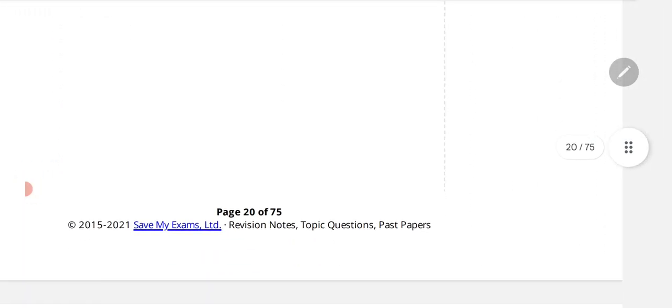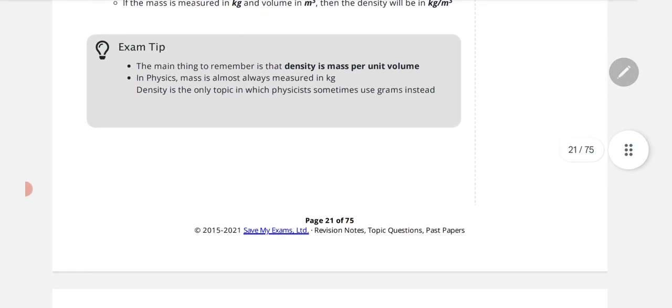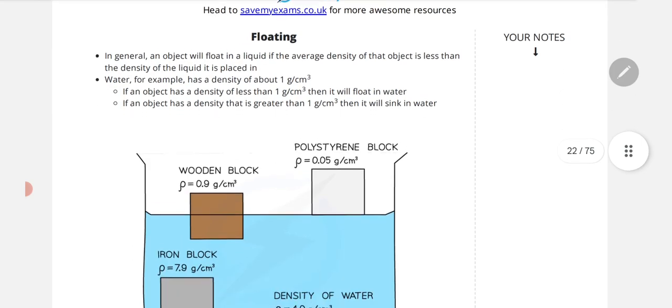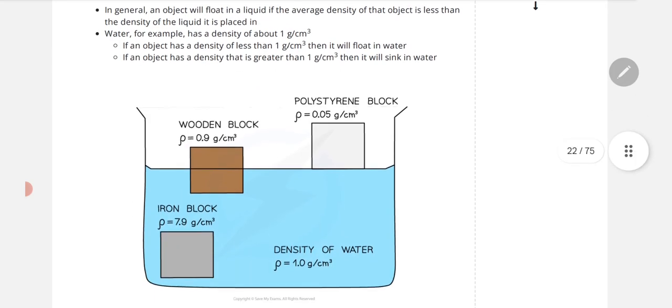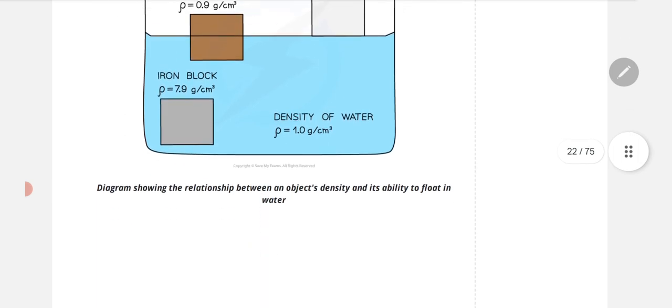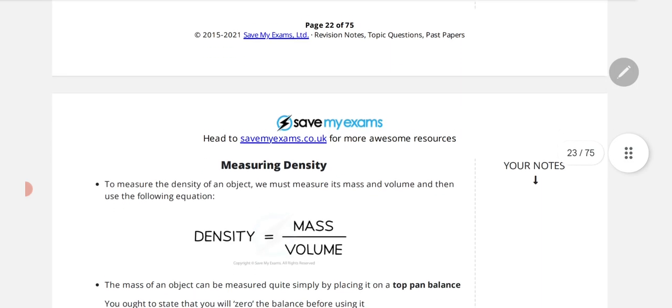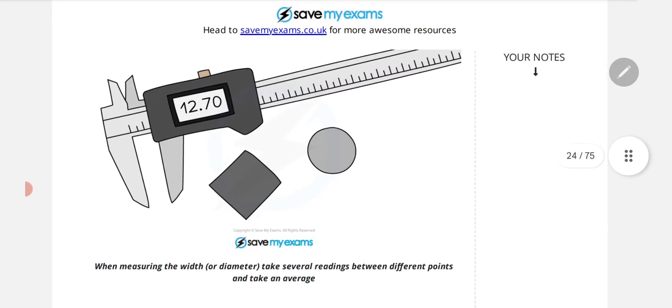And now you can easily find the mass by using the physical balance, electronic balance. You can find the volume by using the displacement method, or if the shape is regular, then you can easily find it by using the formula. If the density of an object is low, you know very well it will float. If it's greater than water, it will sink down. So mass and volume will help you to find the density.